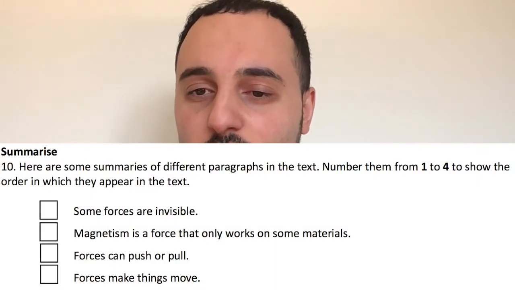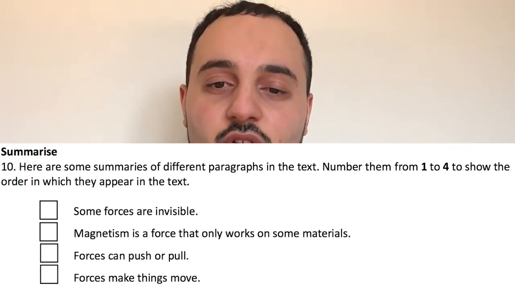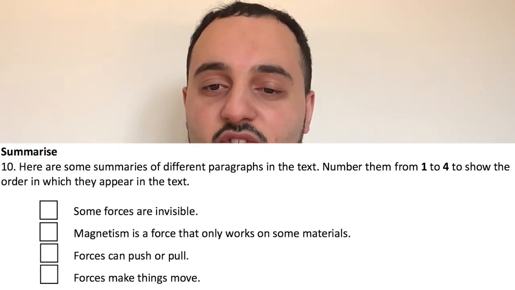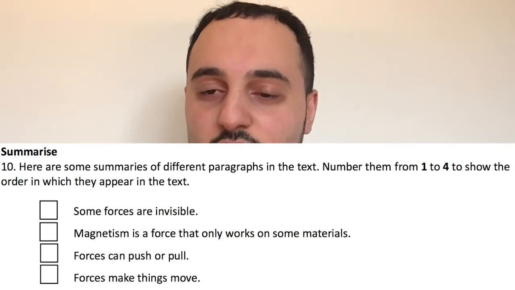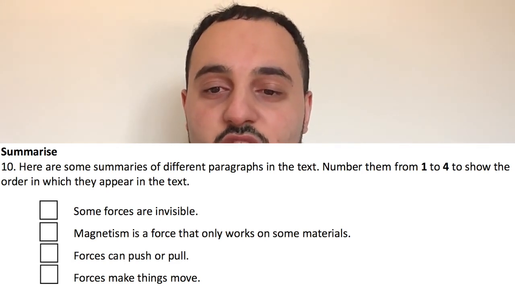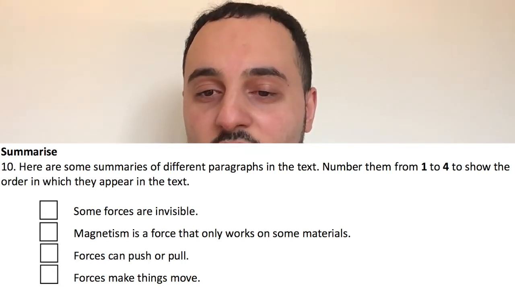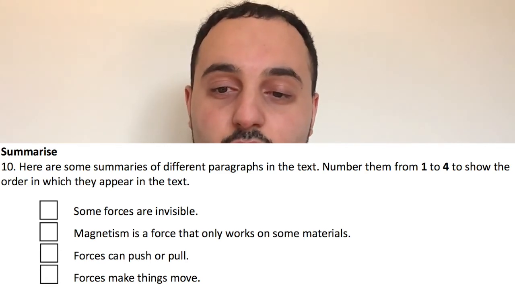Right, summarising, question number 10. Here are some summaries of different paragraphs in the text. Number them from 1 to 4 to show the order in which they appear in the text. So we've got: some forces are invisible. Magnetism is a force that only works on some materials. Forces can push or pull, or forces make things move.